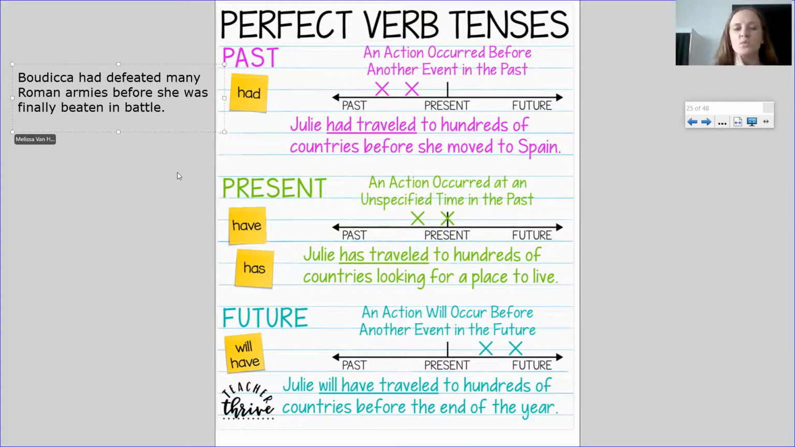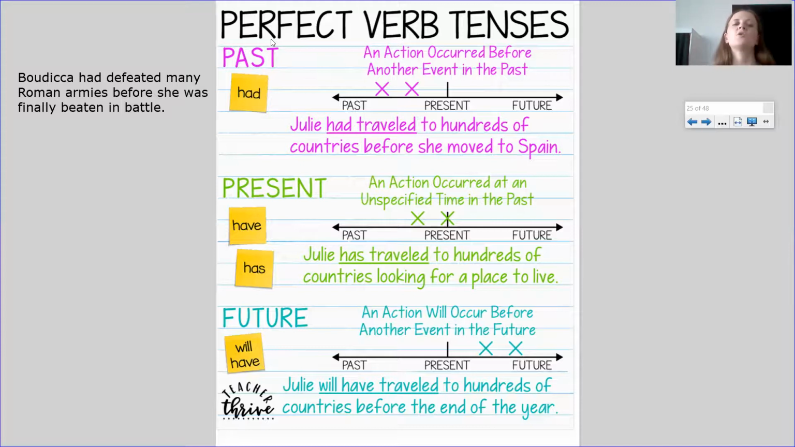And then in the future, we would say an action that will occur before another event in the future. So Julie will have traveled to hundreds of countries before the end of the year. So we know that she will be doing that before the year ends, which is obviously another event in the future. So it is something that can be a little bit difficult to understand, but it's a good start.